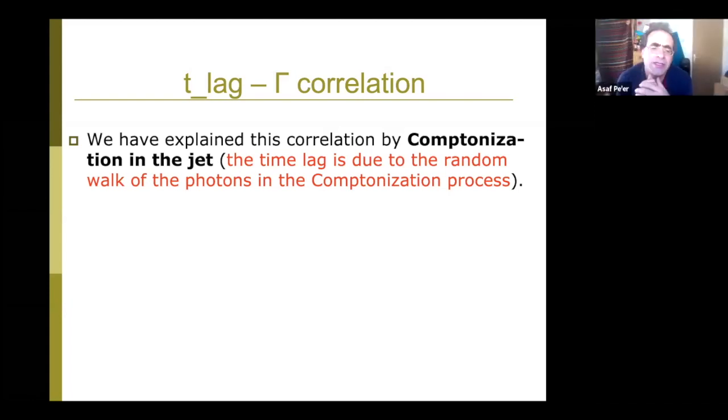Right, so now you're basically changing the paradigm, right? Because so far you discussed the time lag as due to motion inside the accretion disk, and gamma is due to scattering from the outer parts of the hot disk. And now you're saying that actually the lag comes from photons originating from the jet.